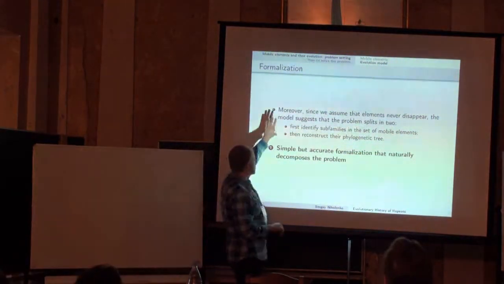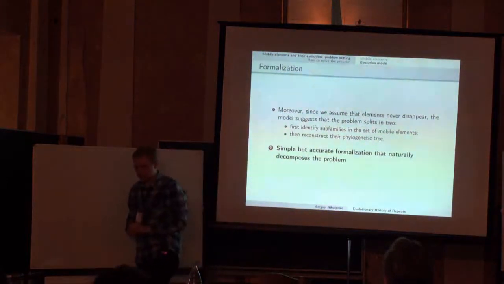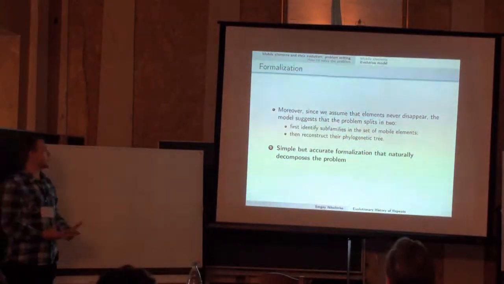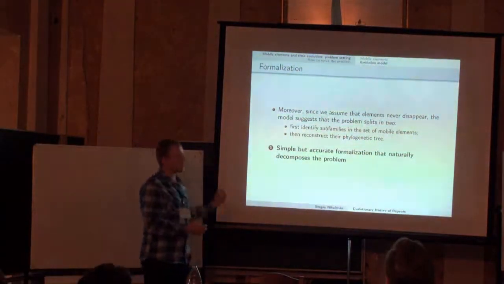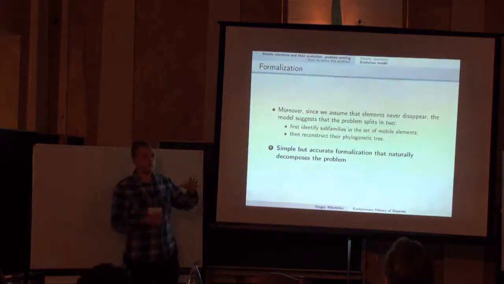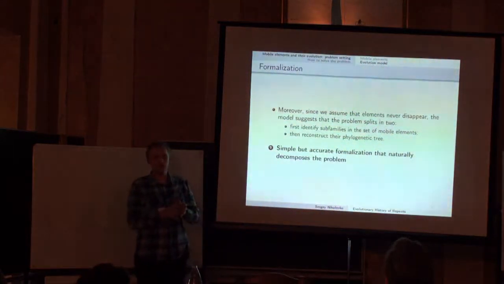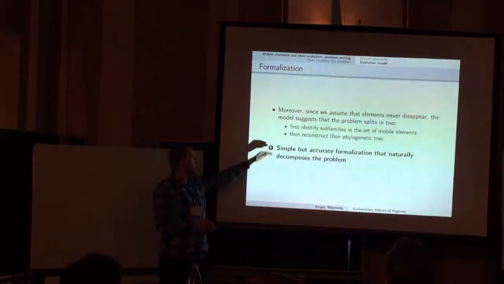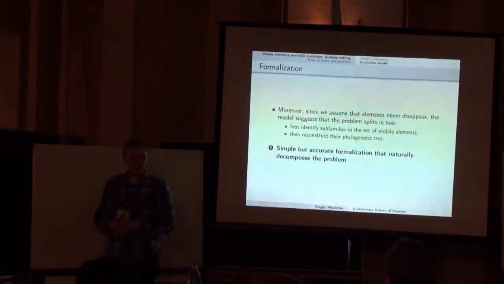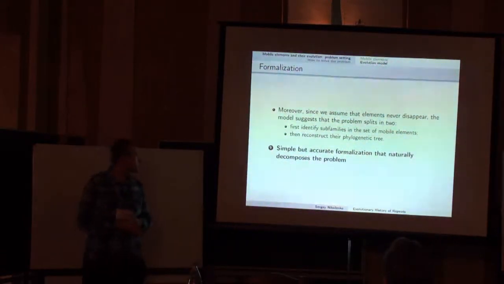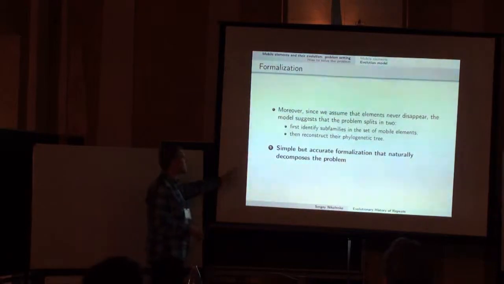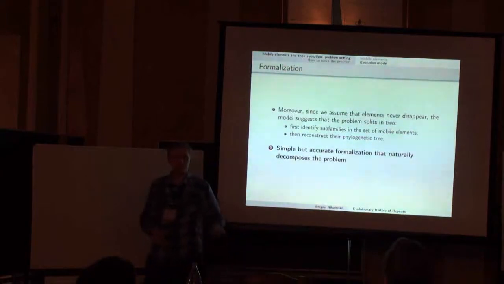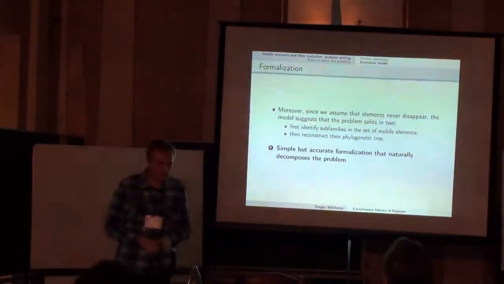Right. And this simple model also suggests that the problem immediately and naturally splits into two problems. First, in this set of sequences, we try to identify subfamilies. Some of them are subfamilies of larger subfamilies, etc. And then, already having identified the subfamilies, we reconstruct their phylogenetic tree. So my second bullet point here is that this problem admits a simple but accurate formalization, which leads to a natural decomposition of the problem.